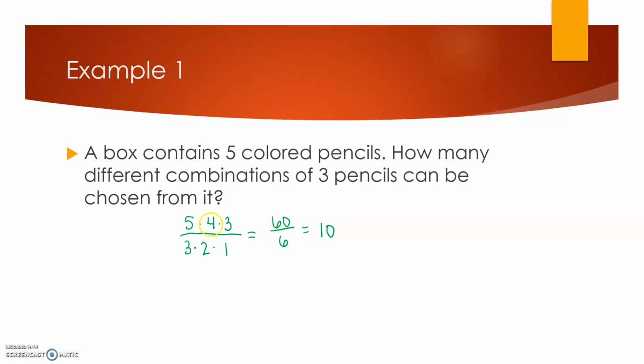If you want to check your math, 5 times 4 is 20. 20 times 3 is 60. 3 times 2 is 6. And then divide, and we get 10. So there are 10 different combinations. And again, that's saying maybe you have red, orange, and yellow.